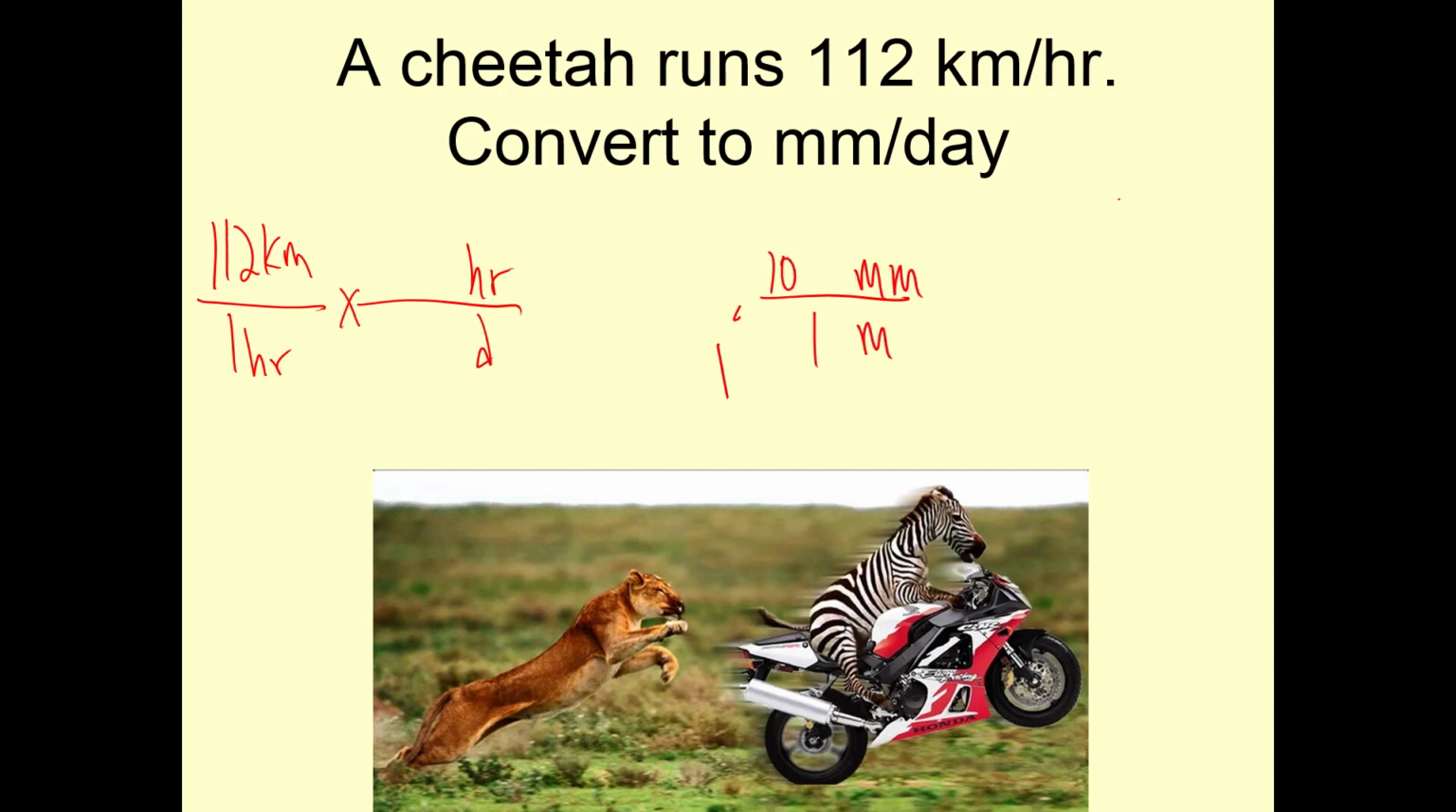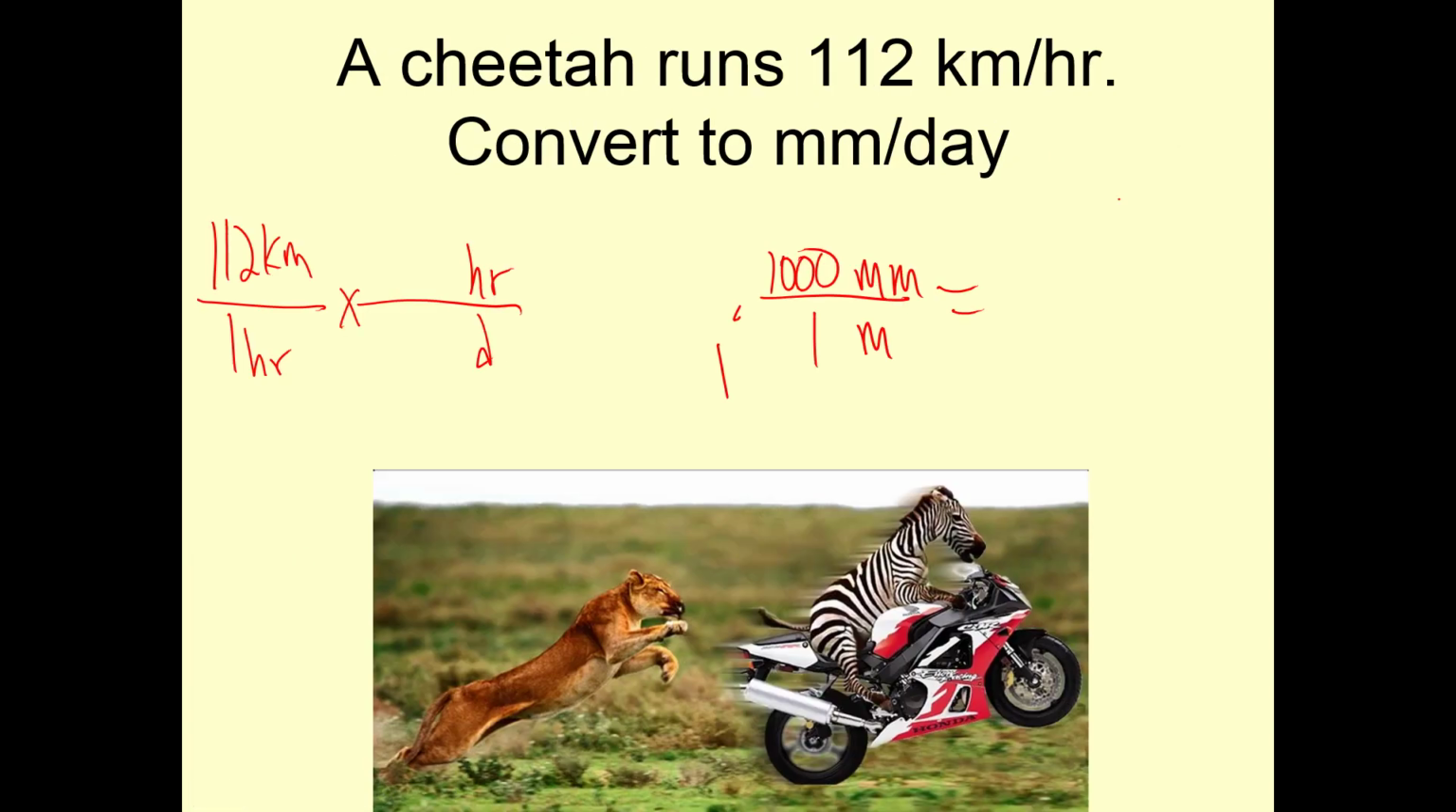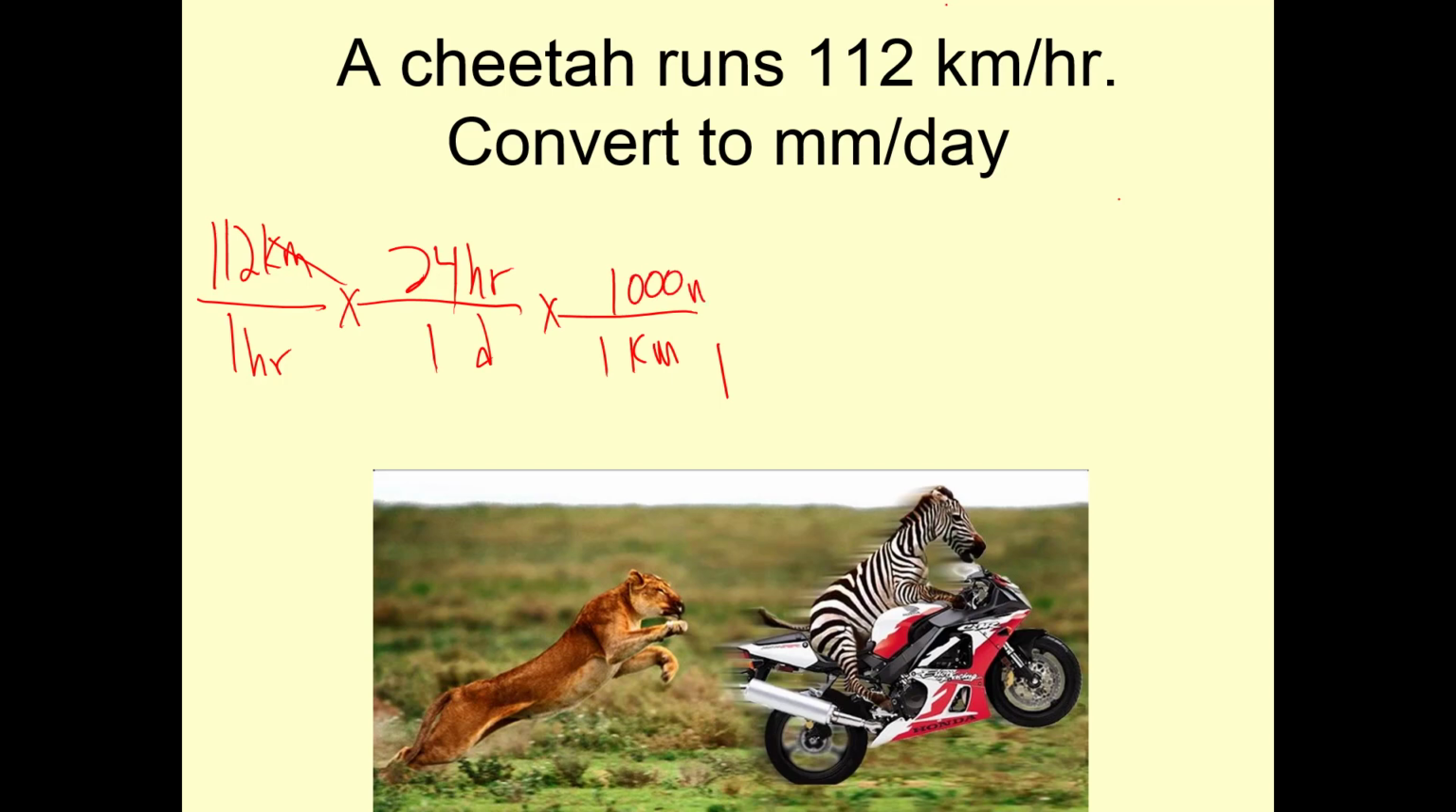I hope that comes back because it just disappeared on me. You guys can go back and forth. I can't do that. I'll do this real quick. 24 hours is 1 day. And then 1,000 meters equals 1 kilometer. So I'll really enforce: 24 hours is 1 day. And then 1 kilometer is 1,000 meters. And then 1 meter is 1,000 millimeters.